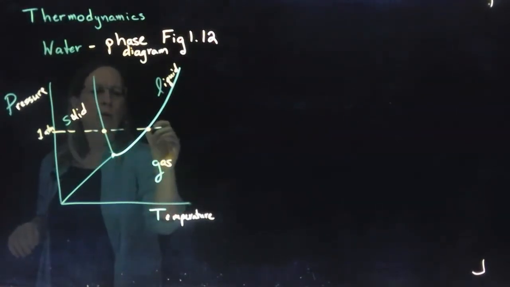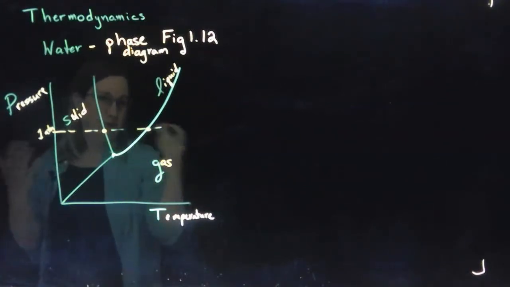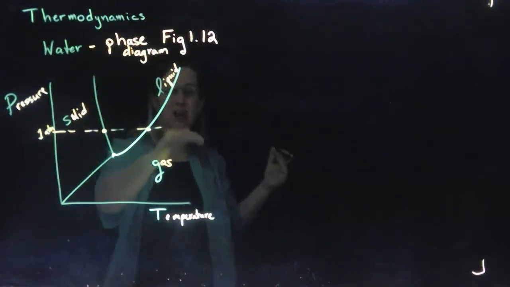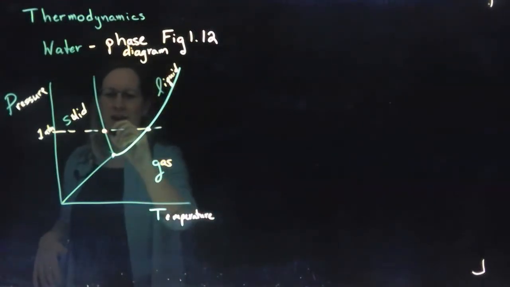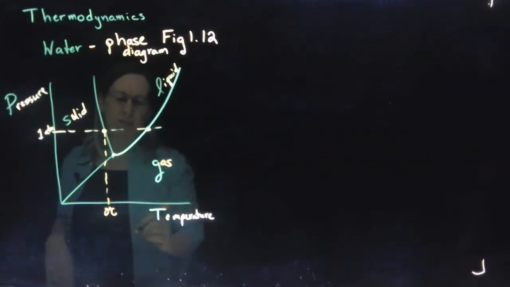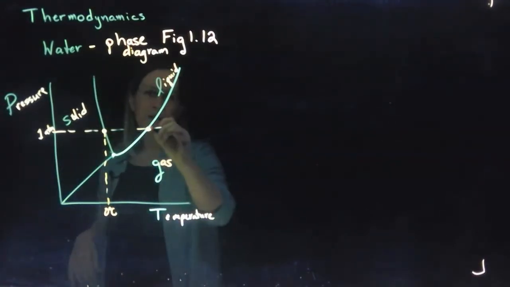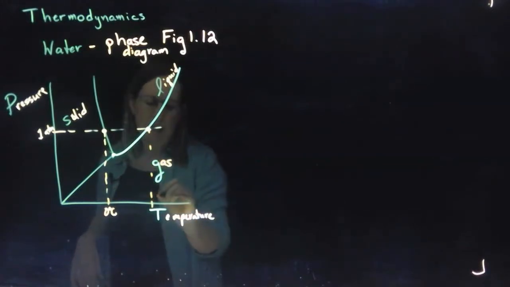Then we know that when it goes from a solid to a liquid at 1 atmosphere, that's where we live. This is the line we live on. Then that must be 0 degrees C, or 273 Kelvin. And the liquid to gas transition, we know happens at 100 C, right?